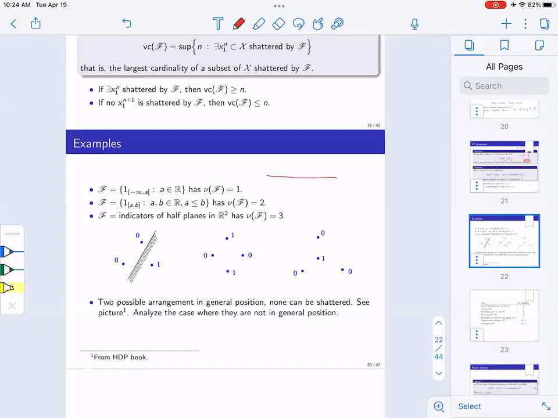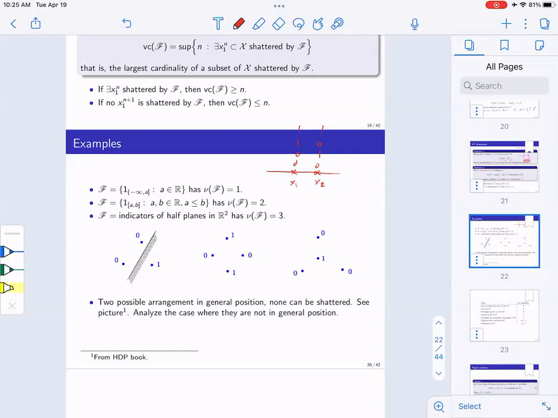The reason is now I can pick all the possible subsets of a 2-point set, right? I can have the empty one, and then I can take this, I can have both. So I get all of them: 0,0 possible, 0,1 possible, 1,0 possible, 1,1 is possible. So all possible functions restricted to this class. So all functions on x1 and x2, which is equivalent to all binary sequences of length 2, can be recovered, so there exists a two-point set that can be shattered.